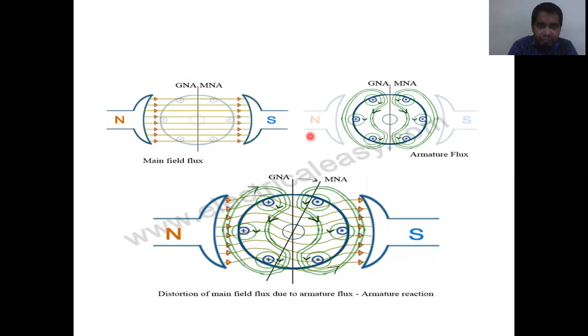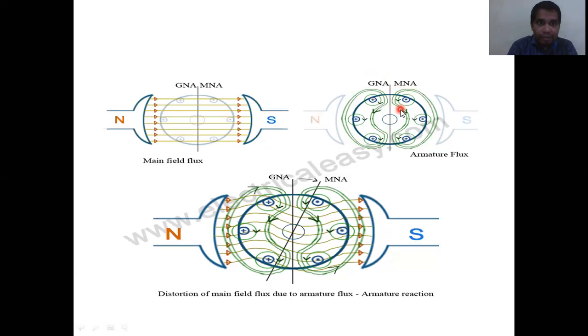And when we give the supply, whenever EMF is induced in the armature and the load is connected to the armature, what will happen? The armature conductors also will carry current. So what will happen whenever a conductor is carrying current? A magnetic flux will be induced around the conductor. You can see around this conductor, magnetic flux is produced. So this is the magnetic flux due to the armature current.